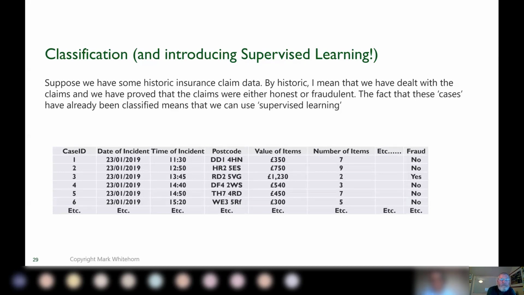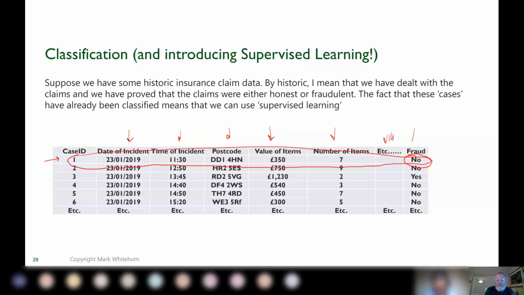And by that, I mean we've dealt with the claims, and we have proved to our own satisfaction, and possibly in the courts, that some of these claims were honest and some were fraudulent. So for each case where somebody made an insurance claim, there's case one. These guys, we have some data about when the incident happened, what was the time, what was the postcode, what was the value of the items, how many items. We have a load of extra columns here. And we examined that case in the past and we decided it was not fraudulent.